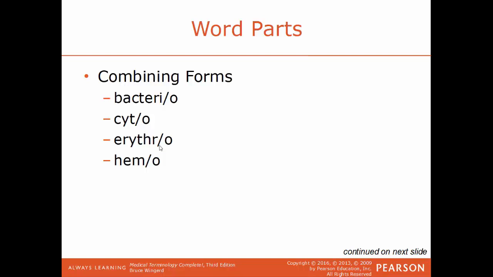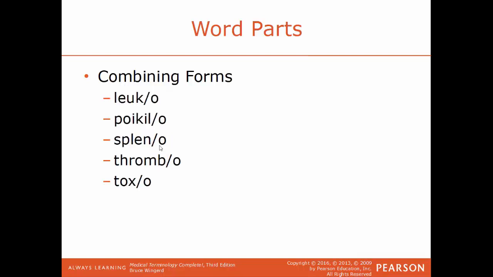All right, now we'll talk about some combining forms with our word parts. Bacterio is reference to bacteria. Cyte or cyto is reference to cell. Erythro is reference to red. And hemo is reference to blood. Leuco is reference to white. See the next term. Poikilo is reference to irregular or varied. Spleno is reference to the spleen. Thrombo is reference to a clot. And toxo is reference to poison.